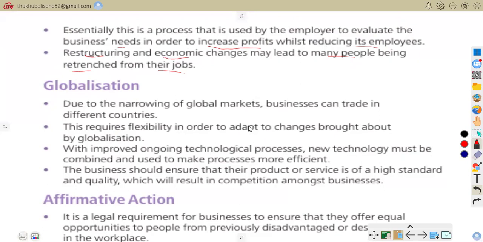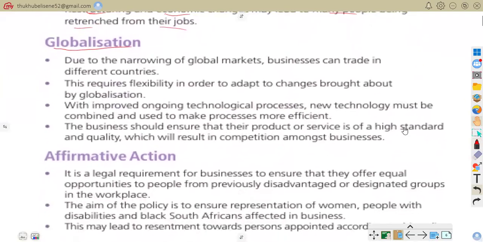So that is that. Now we have globalization as well. As it says, due to the narrowing of global markets, business can trade in different countries. When you talk of globalization, you're talking about expansion. You want to operate internationally, where you expand your business. So business operates internationally and must adapt. That's about globalization.